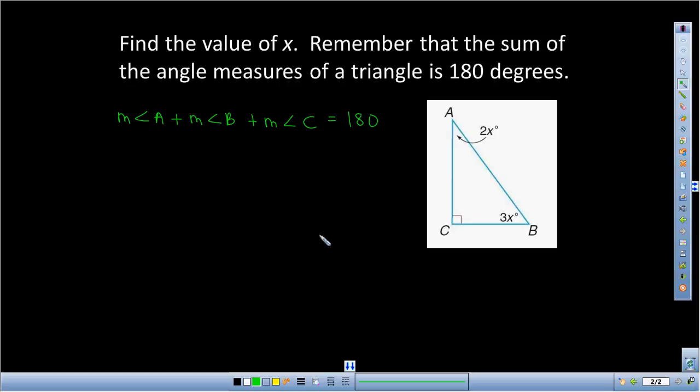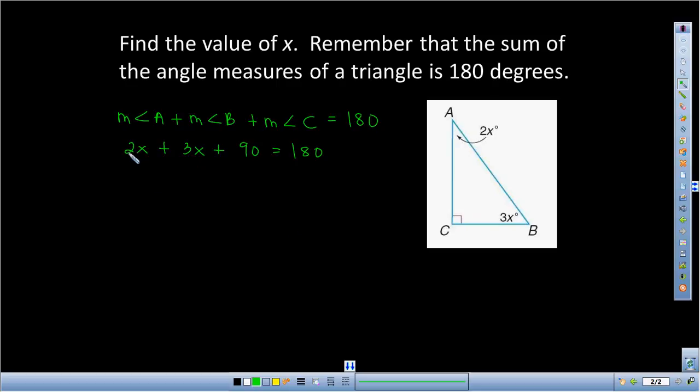Well, in this diagram, it shows us that the measure of angle A is 2x. So we're going to go ahead and substitute that in. So we have 2x for the measure of angle A. The measure of angle B is 3x. And as far as the measure of angle C, it looks like we have a right angle in this corner of the triangle, so we will go ahead and write in 90 degrees. And combined, those three measures are equal to 180 degrees.